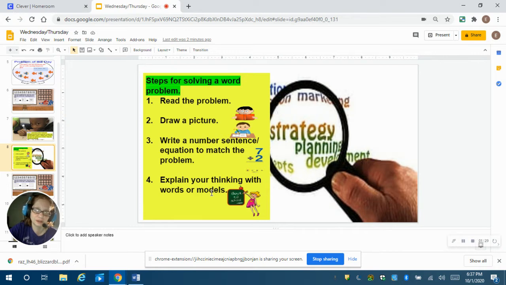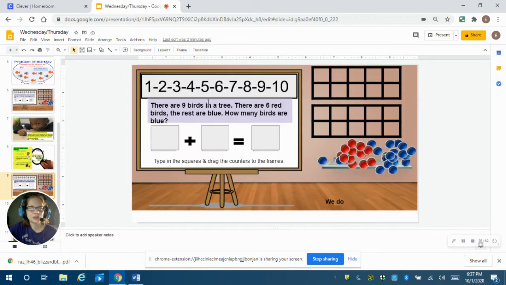Sometimes we're given models and we don't have to draw a picture, but sometimes we have to create our own model, our own picture. Let's take a look at one example. So here we have our number line 1 through 10, and we have a word problem. There are 9 birds in a tree. There are 6 red birds. The rest are blue. How many birds are blue?